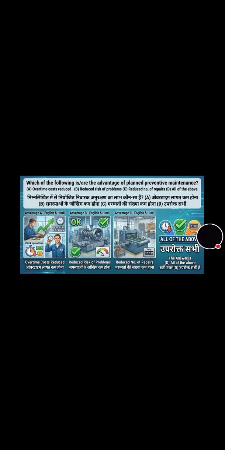Now we will move towards the next question. Next question is on the screen. Which of the following is or are the advantage of plant preventive maintenance? And the correct answer is option D, that is all of the above. Now we will move towards the next question that's on the screen. What is the principle of micrometer? And its correct answer is screw and nut. And you can check it out with a photo also, how screw and nut work in a micrometer.